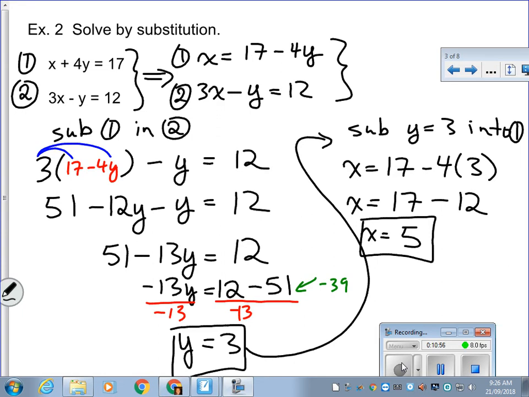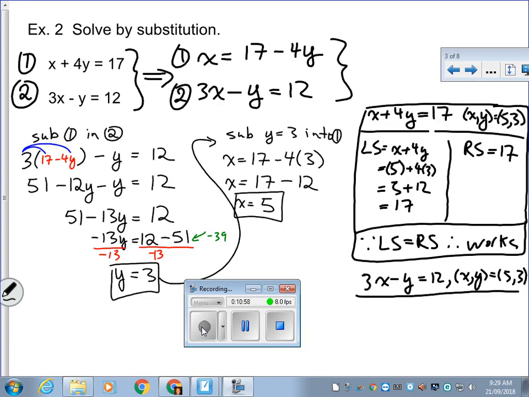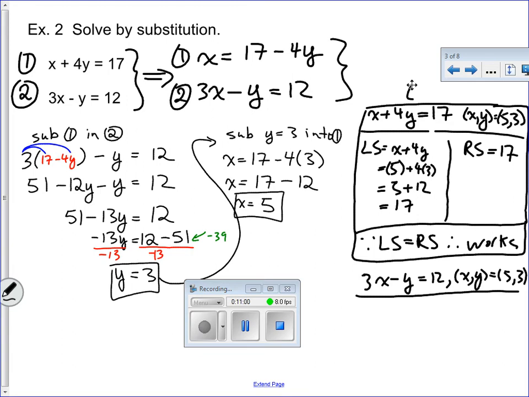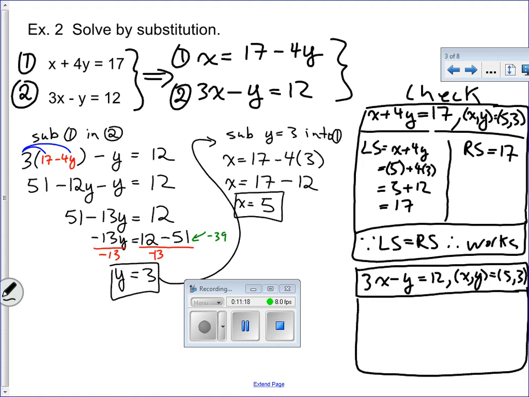All right, so your first check is going to be this, 4x plus 4y equals 17 with the check of (x, y) equals (5, 3), and then you're going to get this left side, right side, and basically it works. And then we go and do our second check. And yes, it does work. So now let's move on to the next problem.